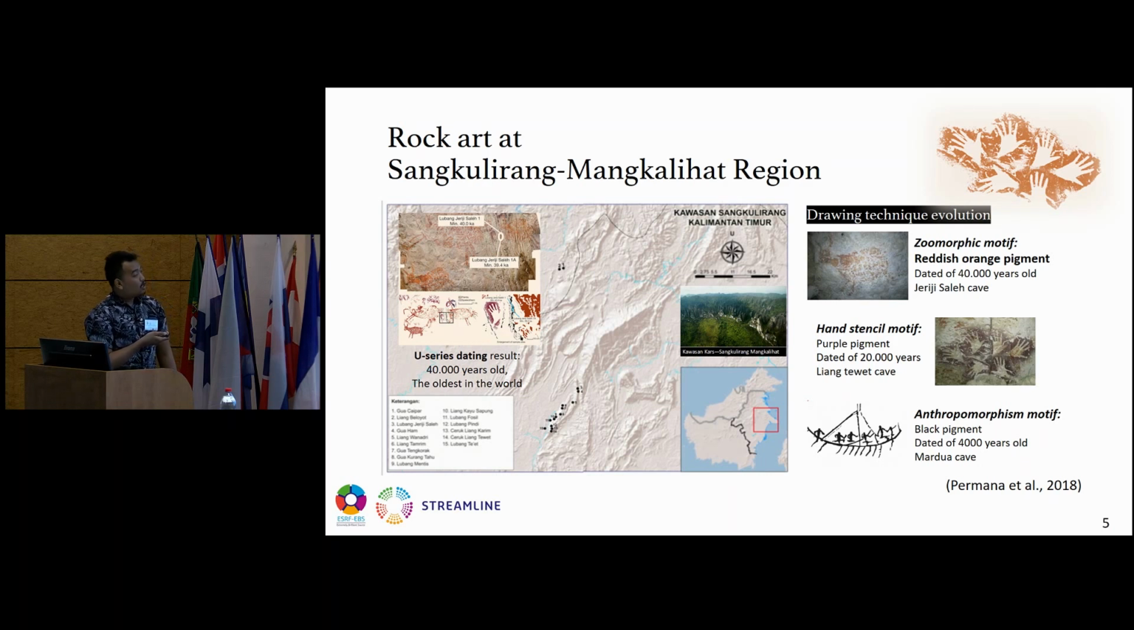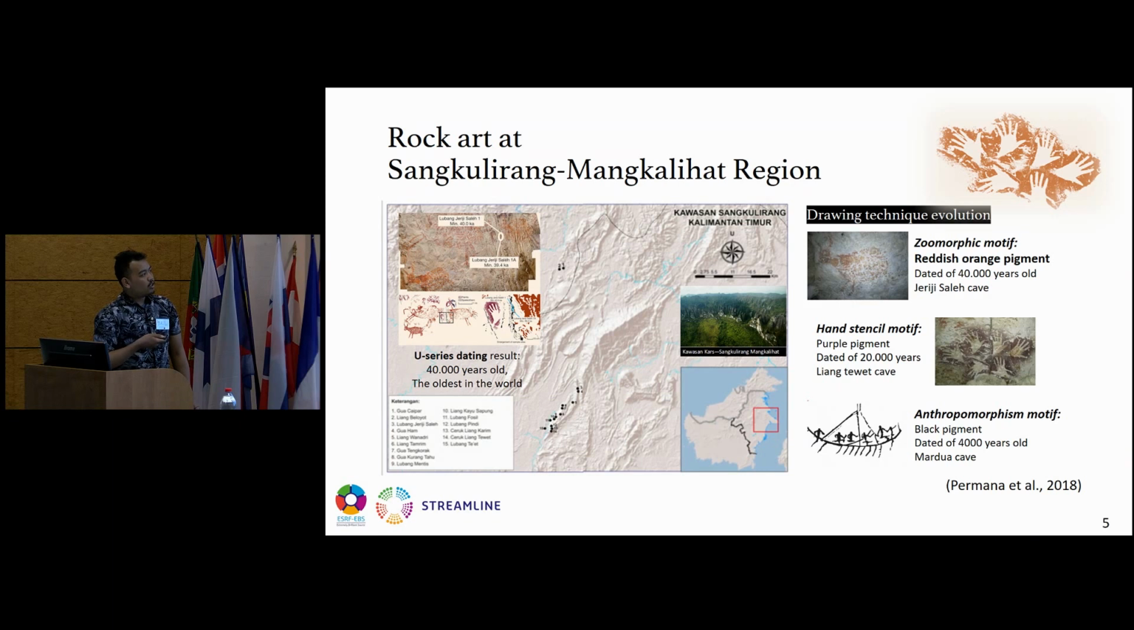Interestingly also, this rock art region contains a drawing technique evolution. This one is a zoomorphic motif, painted with a reddish orange pigment, dated 40,000 years old. And this one is the hand stencil motif, dated to 20,000 years before present, in the Liang Tewet cave. And this one is an anthropomorphic motif, painted with black pigment, dated 4,000 years old. And it is correlated with the migration of Austronesians to Indonesia from Formosa Island.